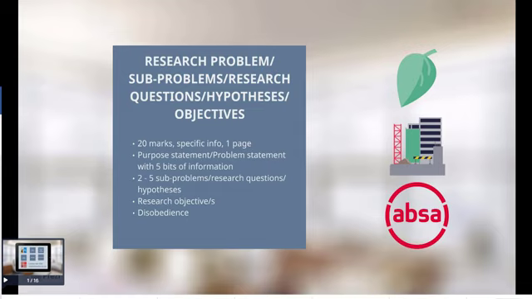Now, you have to remember to formulate between two and five of these research questions or sub-problems. If it's a quantitative study where you want to test a certain hypothetical theory or hypothesis, you will have to formulate these hypotheses.